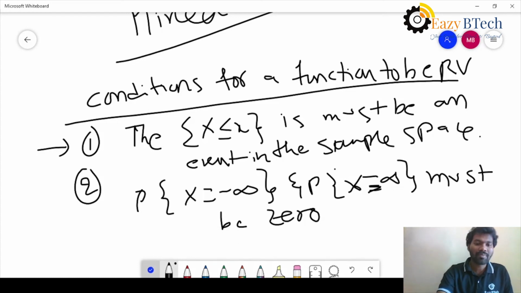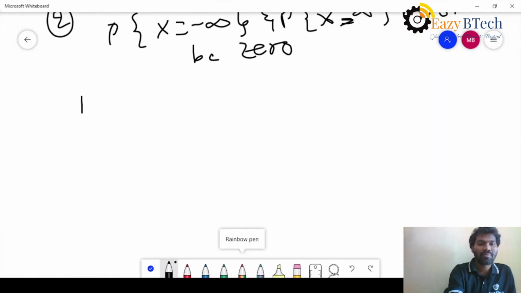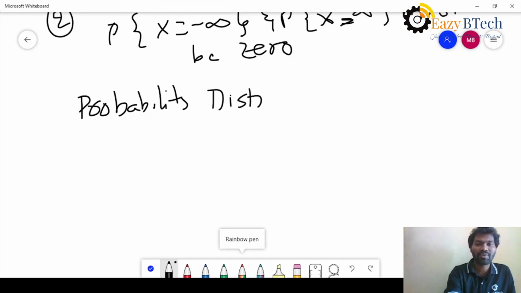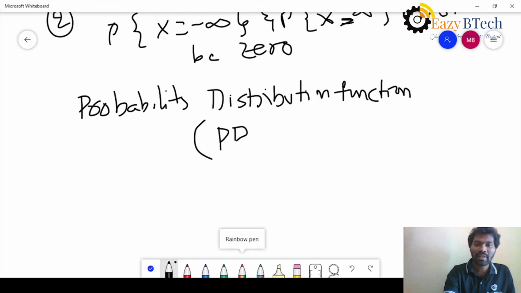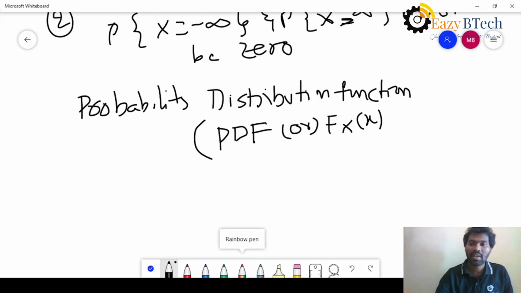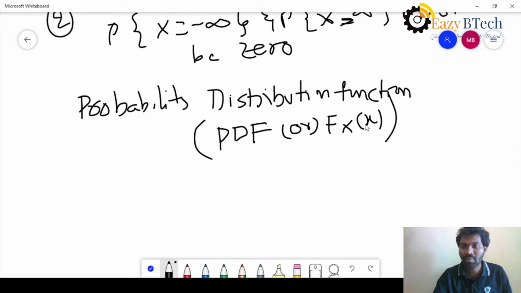So now the next concept is the probability distribution function. It is sometimes called PDF, or sometimes it can be represented like this, capital F subscript capital X. How is it represented? Capital F subscript capital X of small x. So this representation is very important.